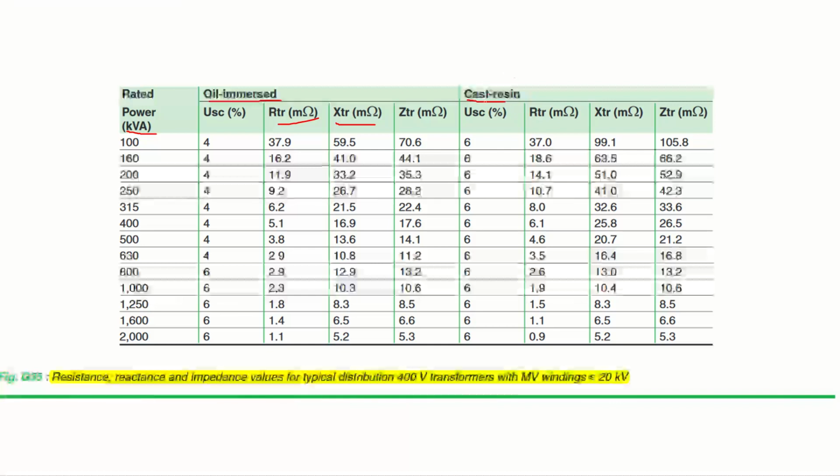And of course, this is a note for you. Whenever I have indoor transformers, I'll be using a cast resin transformer or oil-free transformer. However, whenever I'm working in any place other than that, I can use an oil immersed transformer. So this is figure G35. According to the power rating of the transformer and to the percentage of USC, I will be choosing RTR and XTR.